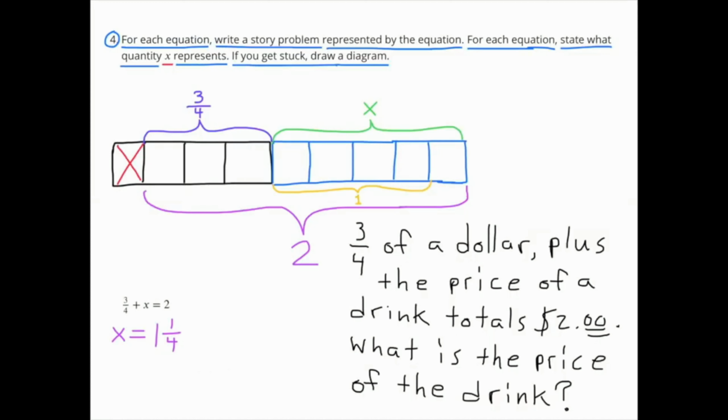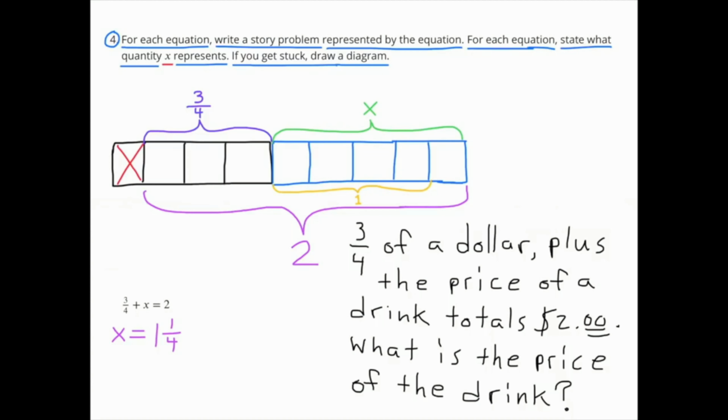Number 4. For each equation, write a story problem represented by the equation. For each equation, state what the quantity x represents. If you get stuck, draw a diagram. 3/4 plus x equals 2. Well, I did draw a diagram, but first let me read my story. 3/4 of a dollar plus the price of a drink totals $2. What is the price of the drink?